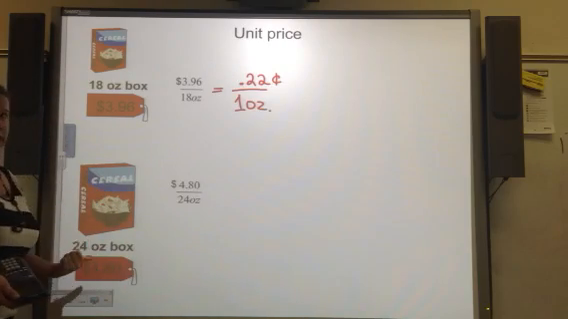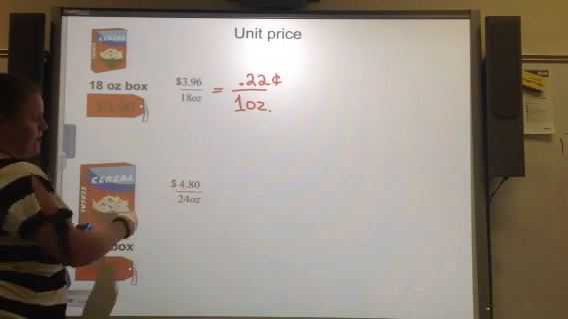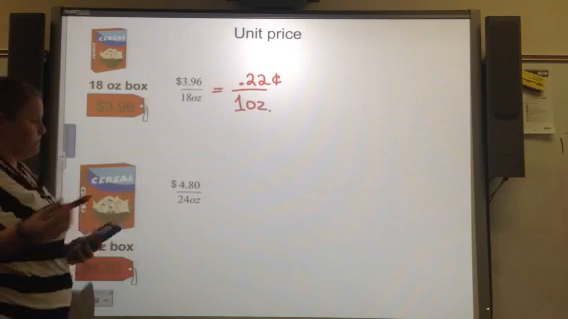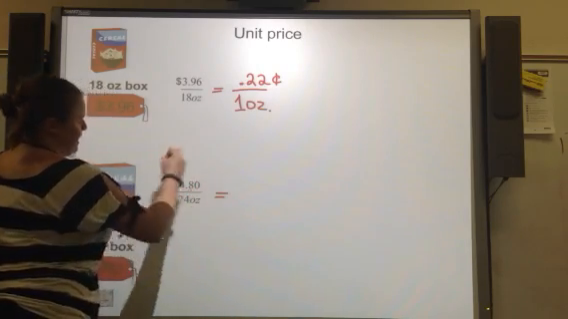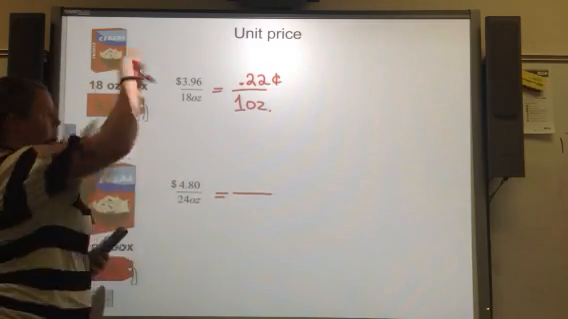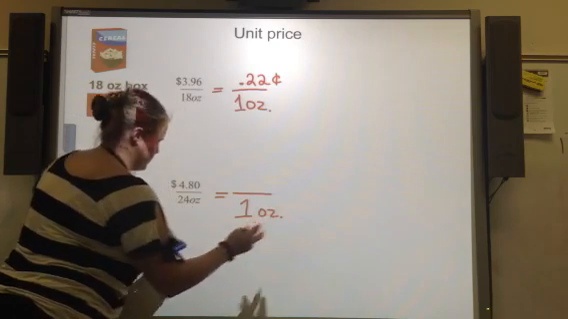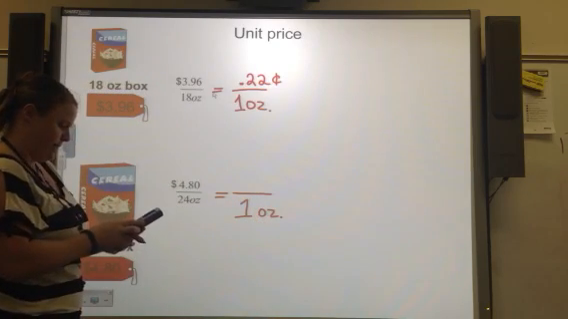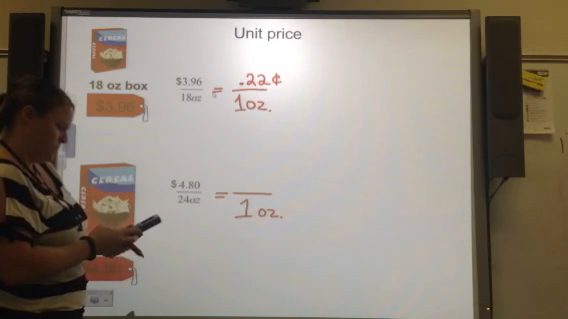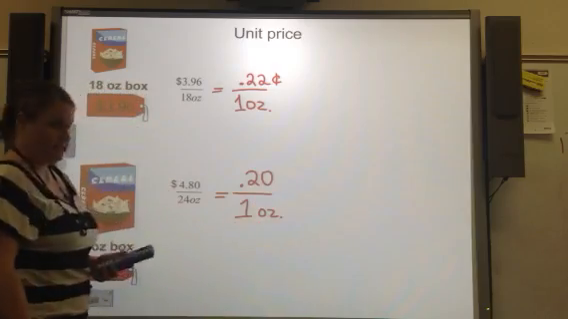Now let's check out the big box. The big box costs $4.80, but it's a 24-ounce box. So the same thing, we write our ratio. And again, we're wanting to find out what it costs for 1 ounce so we can compare the two. So I'll take my calculator and divide $4.80 divided by 24, and it equals 20 cents.